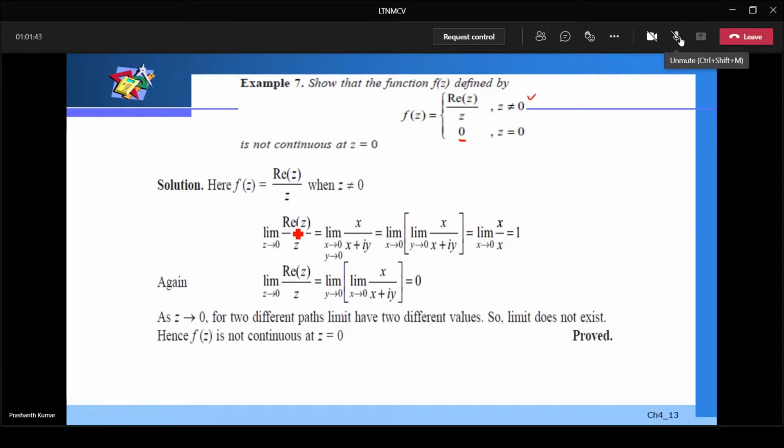Limit z tends to 0, real z by z. What is the real z value? Real z is x. Now the approach, you see that the limit x tends to 0, y tends to 0.